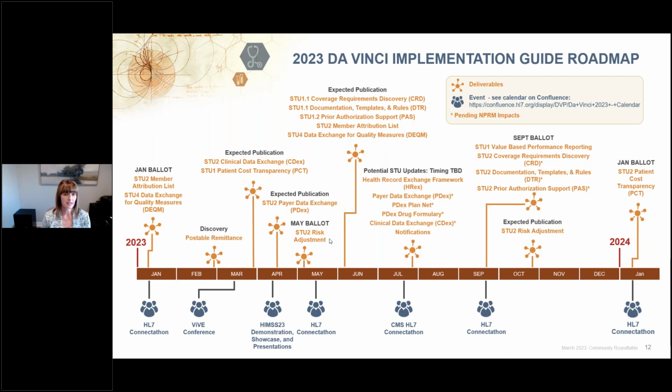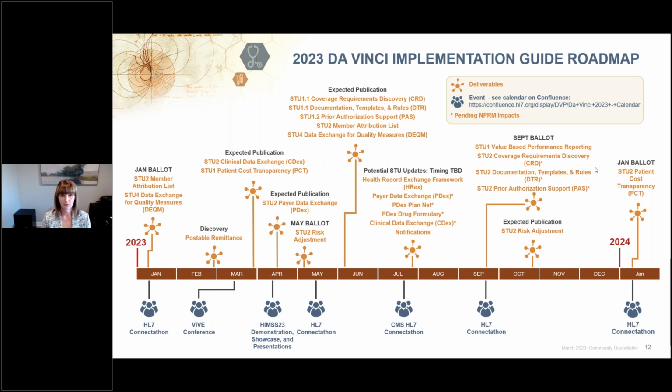The burden reduction use case has 3 implementation guides that work together: Coverage Requirements Discovery, or CRD, Documentation Templates and Rules, DTR, and the Prior Authorization Support, or PAS-IG. We are finishing up ballot reconciliation across all 3 of these burden reduction guides and hope to have them published around the June timeframe. Then the team will pivot to bring any draft content back to ballot as soon as it's reasonable, including any industry feedback from early adopters and impacts from expected regulation.